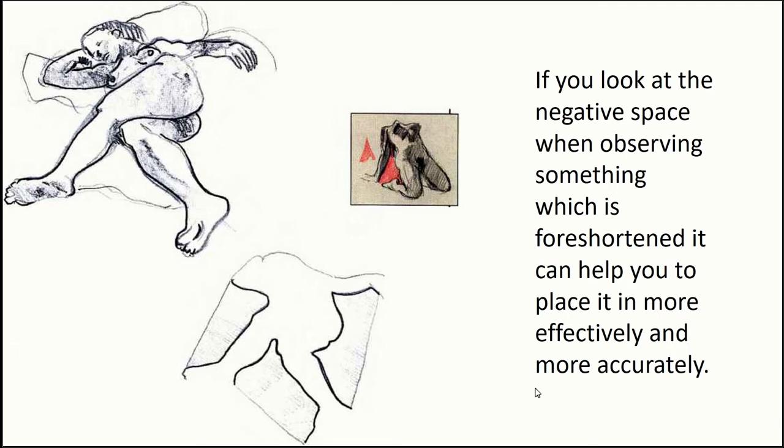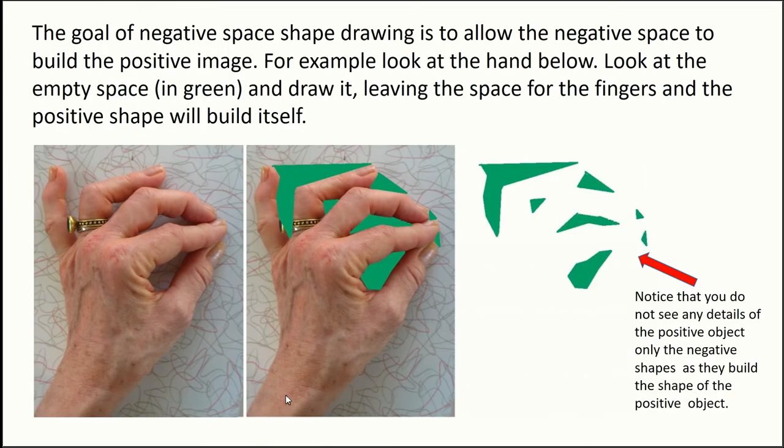You always want to think about that with your foreshortening, especially in figure drawing. And if you ever take the figure drawing class, you'll definitely want to pay attention to your negative space, because it'll help you to put things going back in space more accurately and more effectively. Remember, these are human beings and they don't have time. They can't sit there forever for you to draw like a still life object. So you don't have time. Considering your negative space becomes super important. The goal of negative space shape drawing is to allow the negative space to build the positive image.